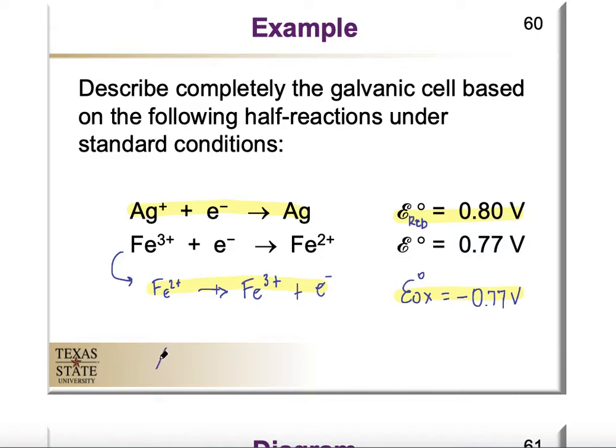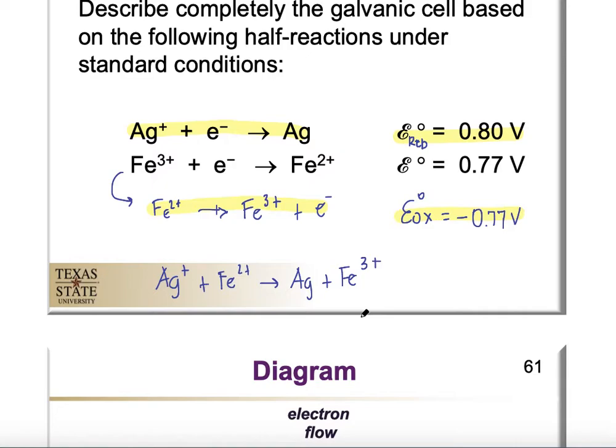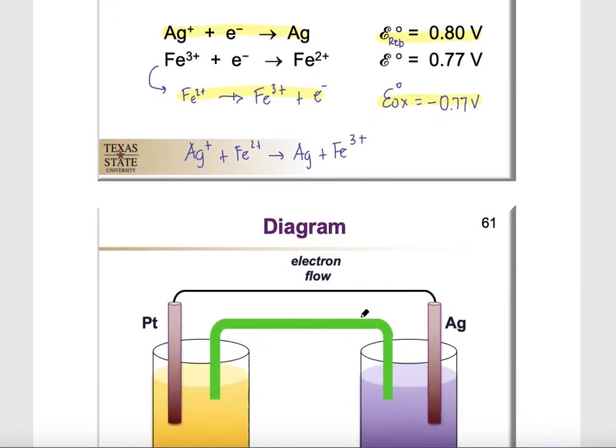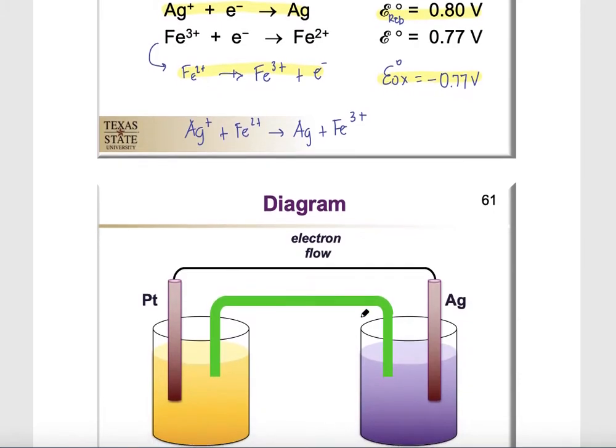So our balanced equation is that Ag plus iron 2 plus is going to go into Ag as a solid plus iron 3 plus. Awesome. All right, now I actually have a diagram here that we're going to fill in the blanks and see what's actually in there. All right, so notice that I have my two highlighted equations.